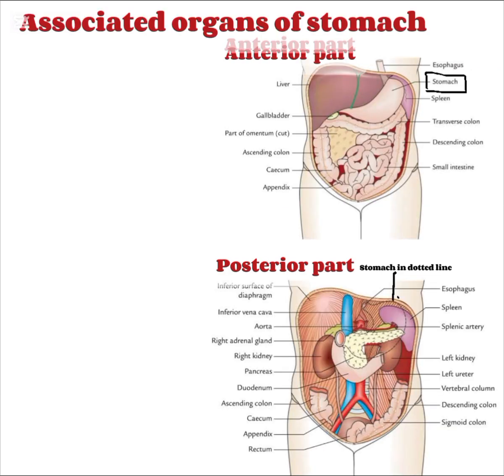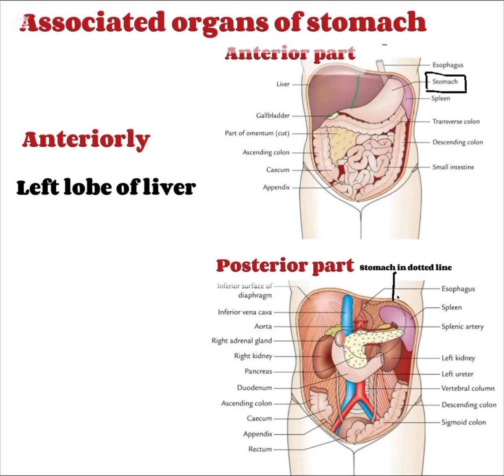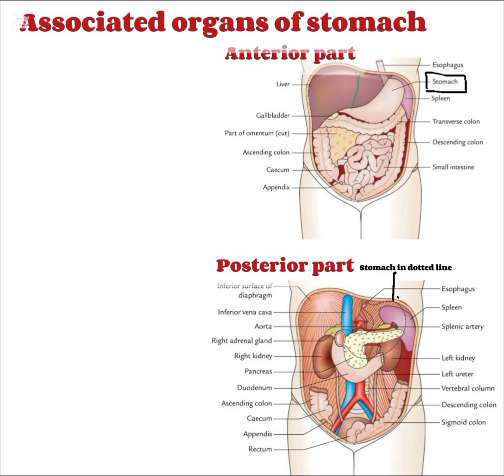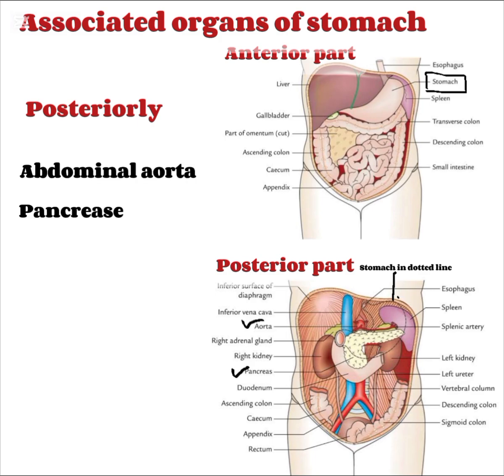Let's talk about its relations or associated organs that help us understand the exact location of the stomach in the abdominal cavity. So anteriorly or towards the front side, stomach is associated with left lobe of liver and anterior abdominal wall. Posteriorly or towards the back side, stomach is in relation with abdominal aorta, pancreas, spleen, left kidney, and adrenal gland.